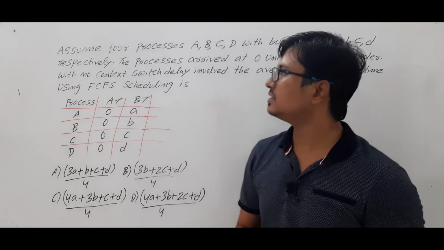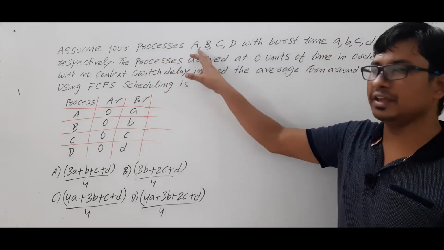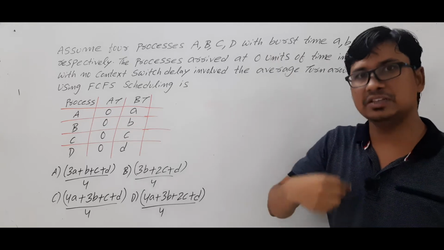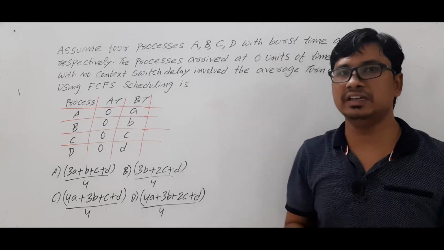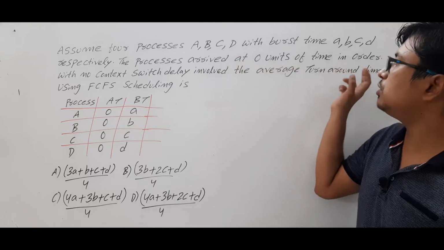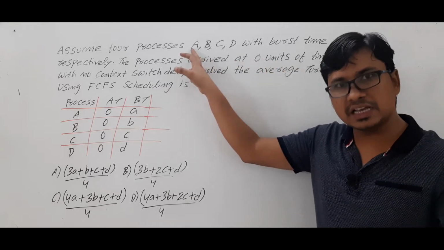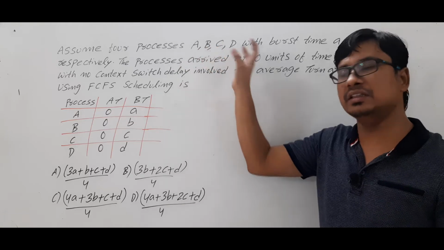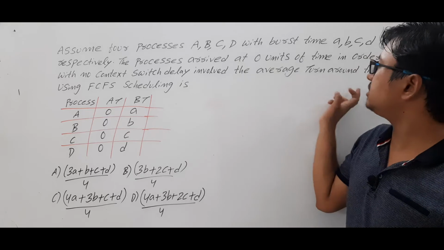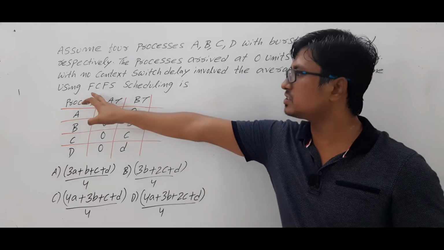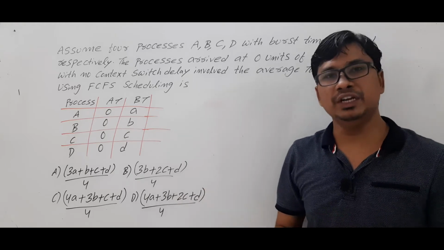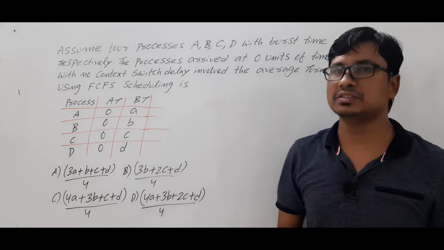Look at the question. Assume four processes A, B, C, D with burst time as small a, small b, small c, small d respectively. The processes arrived at 0 units of time in order, meaning that process A has arrived first, then B, then C, then D. With no context switch delay involved, the average turnaround time using first come first serve scheduling algorithm is, they have given 4 options. We need to solve the question and find out what is the right answer.